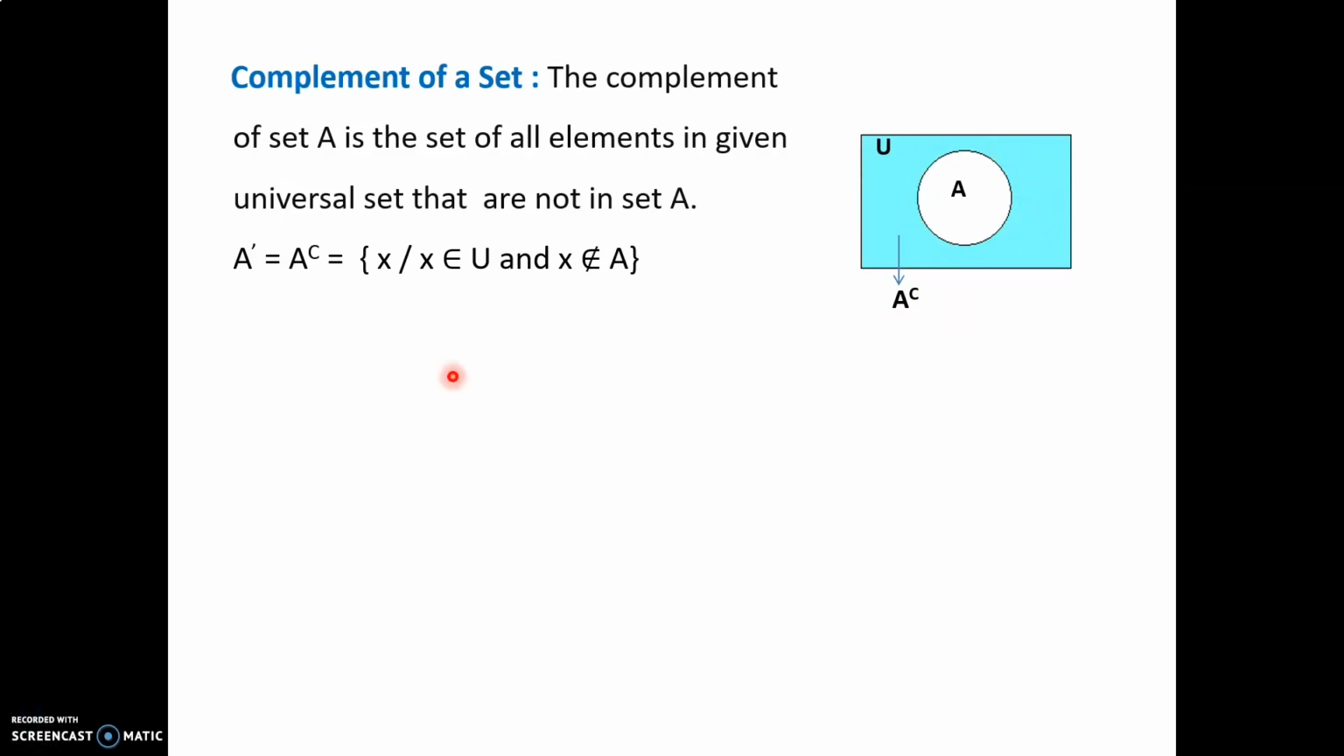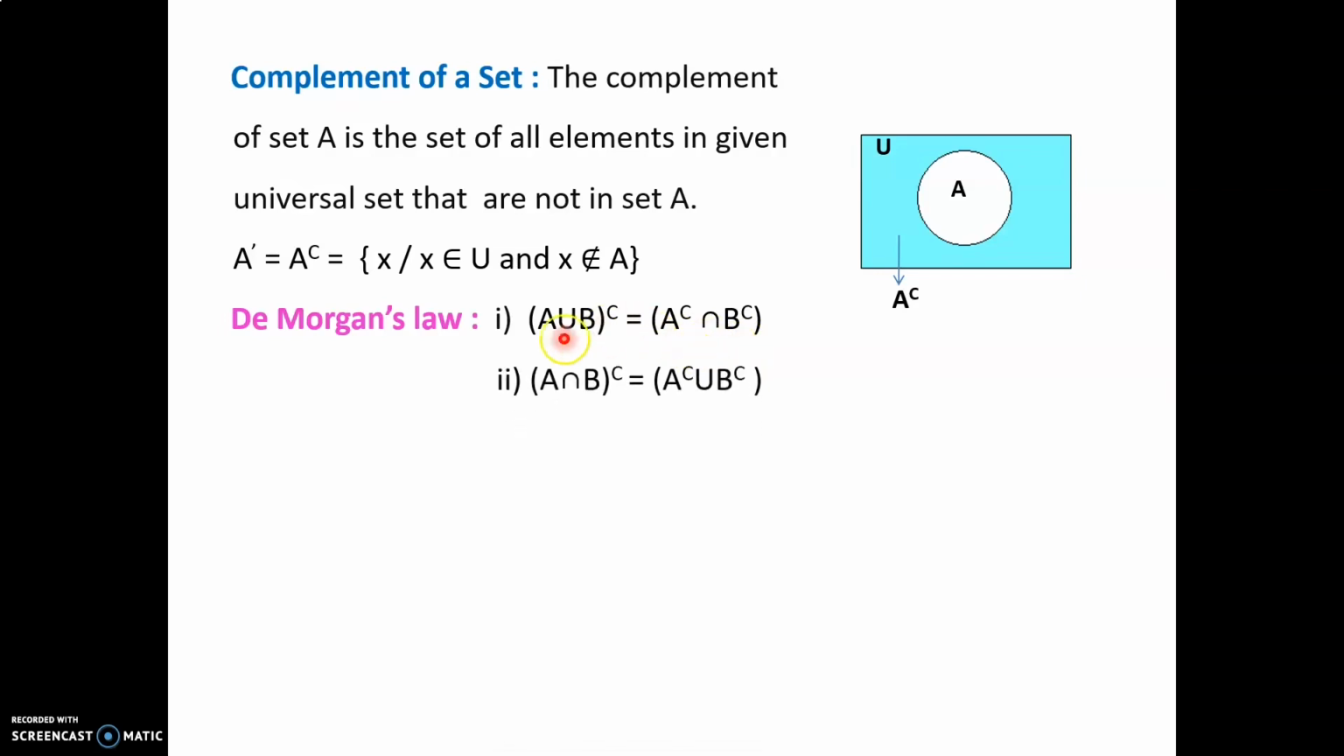We have already understood the concept of complement of a set, and this concept will easily make you understand De Morgan's law. Let us see De Morgan's law. If U is the universal set, A and B are subsets of U, then A union B whole complement is equal to A complement intersection B complement, and its dual is A intersection B whole complement is equal to A complement union B complement.